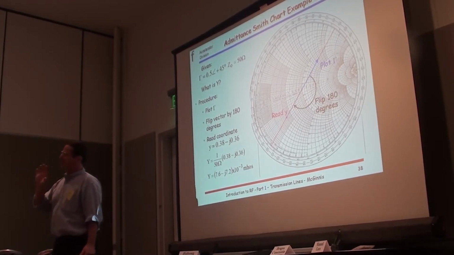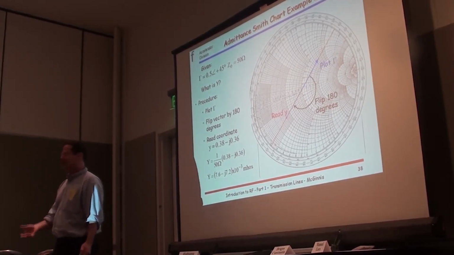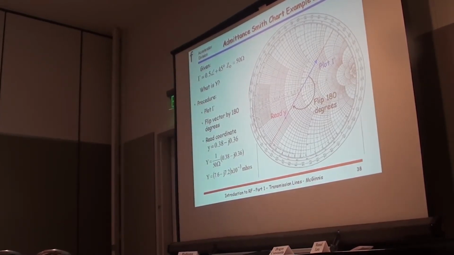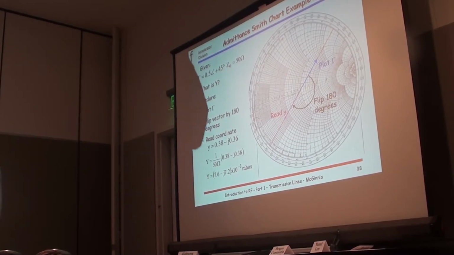So you're multiplying by 1 over 50 ohms. Yes. So what you try to do is sit there and do the operations always the same, but do the 1 overs at the end.